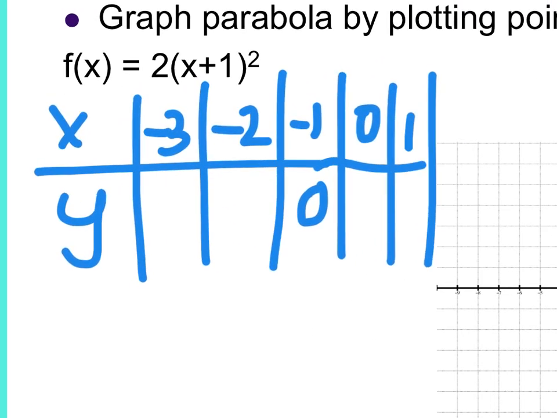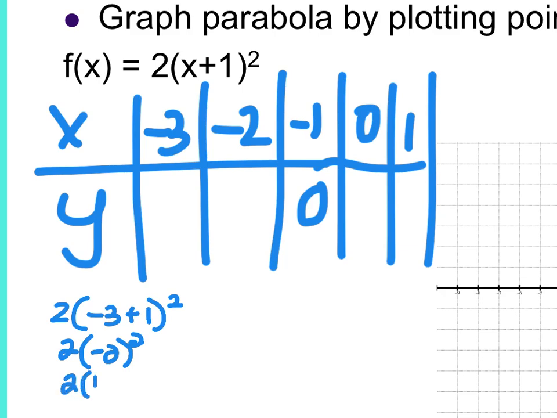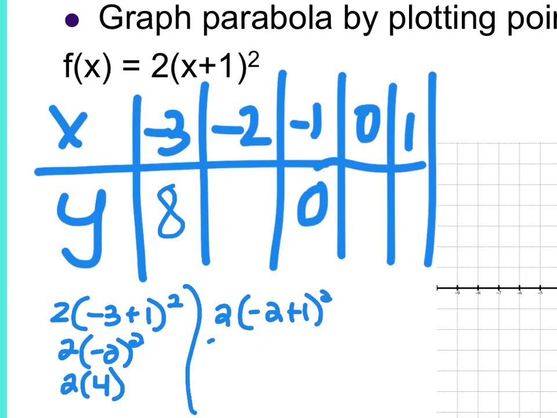And plug them in. So if it's -3, 2 times (-3 + 1) squared is 2 times (-2) squared. I square first and then multiply by 2, which means this is 2 times 4, or 8. And then I go to the next one. -2: 2 times (-2 + 1) squared, 2 times (-1) squared, 2 times 1, which is 2.